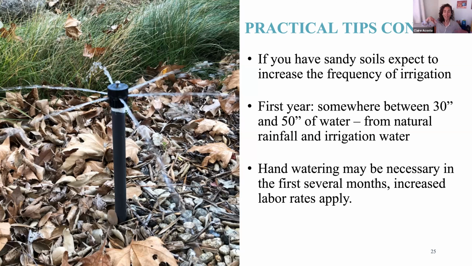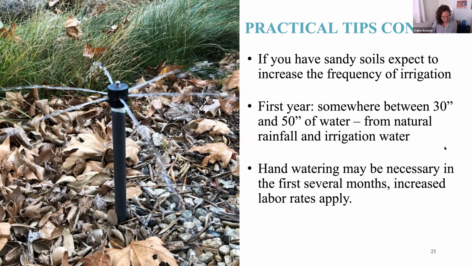That is a range you could typically expect for the annual total water that the plants would be receiving. So 50 is on the higher end, but maybe you're receiving more rain or are also watering more frequently because of the plant selection. Hand watering might be necessary in the first several months. And sometimes it's just more efficient with hand watering, especially if you have a mix of plants. Sometimes it's just easier to hand water those, and obviously you charge accordingly.